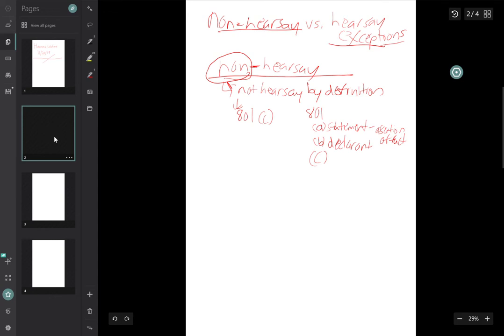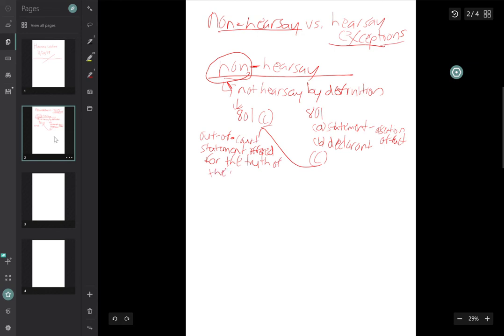801C, understand, y'all with me, is the what? What you all have been trained to repeat whenever you hear that word. And out of court, chest pain. An out of court statement offered for the truth of the matter asserted. That is the definition of hearsay, right?